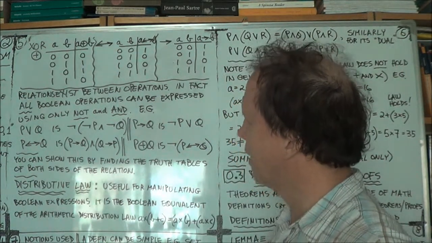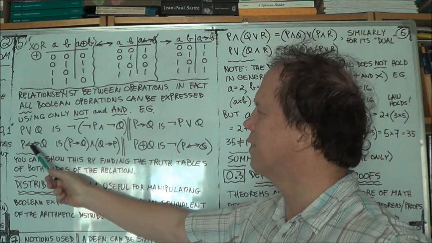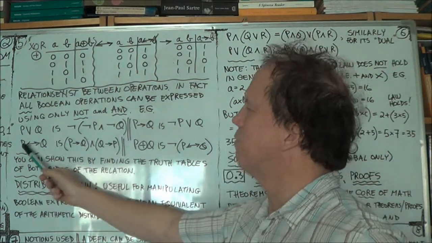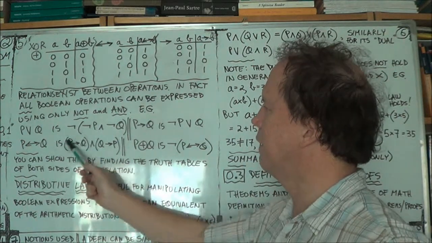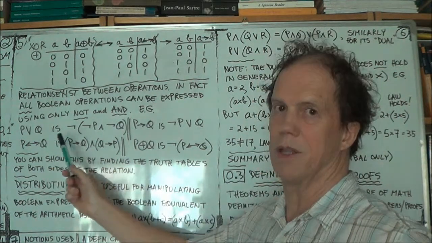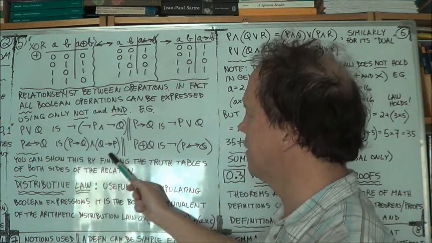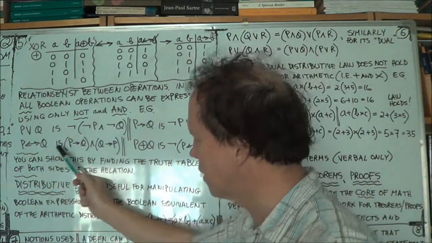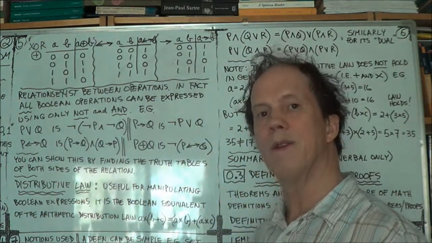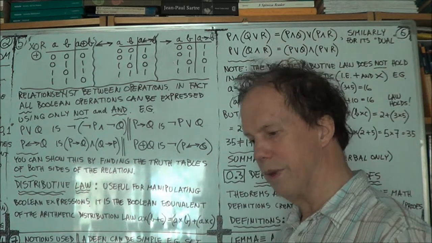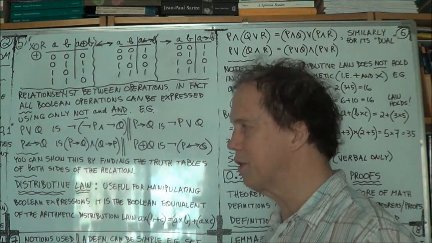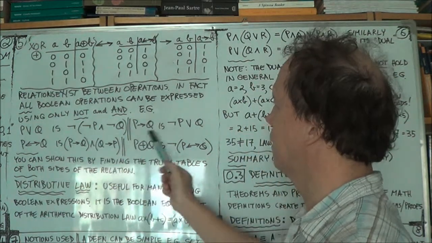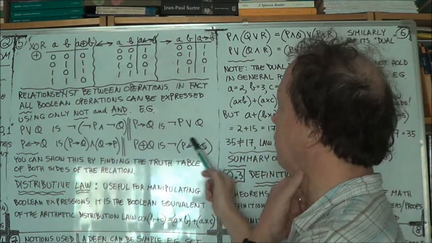Equal? I don't know what the verb is for this. Well, I'll just say if P double arrow Q, then that's the same as this. Right? Again, to show that these two expressions are equivalent, you can prove that by finding the truth tables for both. So the same comment for all four cases.